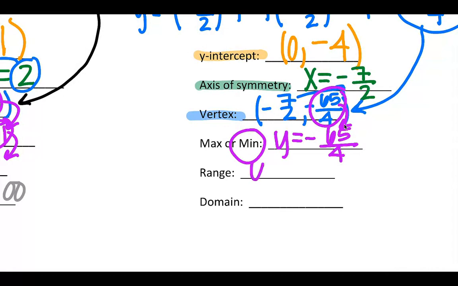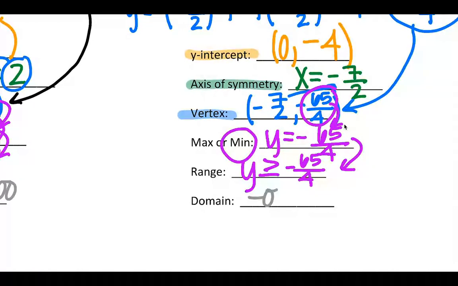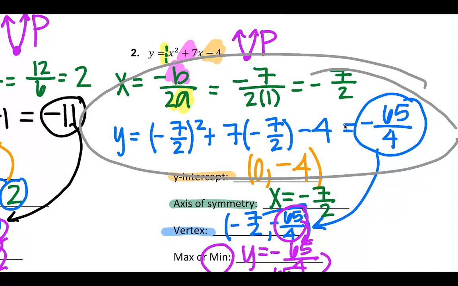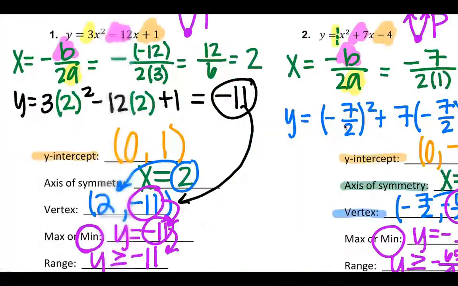Again, the range is going to be y is greater than negative 65 over 4. Using this again. And then lastly, domain is always, always, always negative infinity to positive infinity. Or again, you can always write all real numbers. So not too bad. The only difficult part would probably be using the formula, which again, you get to use Desmos, so it's not terribly bad, I don't think. Let's try another one.